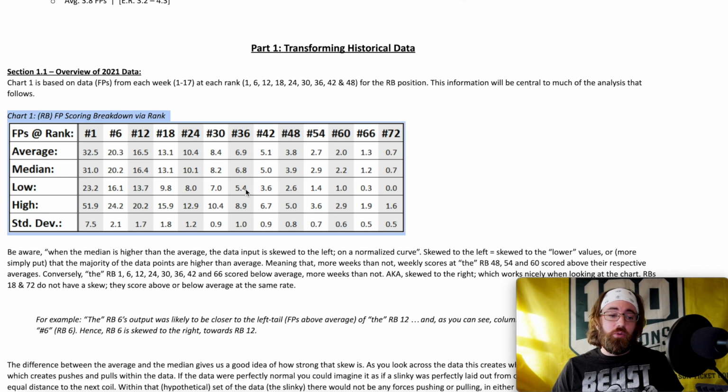The second thing I want to look at is in regards to these medians and the averages. When the median is lower than the average, that means that most weeks the position scored below the average, aka closer to the next lowest rank at the position, more weeks than not, more often than not.